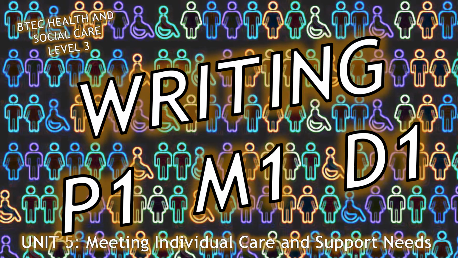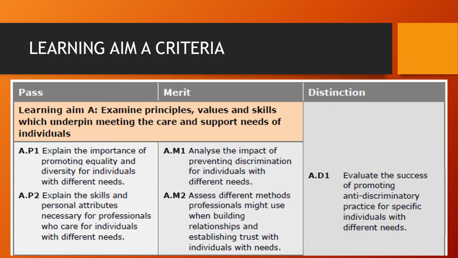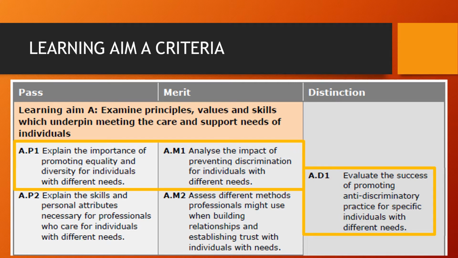Welcome to this short video looking at how to write your P1, M1 and D1 materials for Unit 5, meeting individual care needs and responsibilities. So let's start by looking at the criteria. What are you being expected to do for learning criteria A? Now we're going to focus on the first half of learning criteria A, so that's P1, M1, D1.